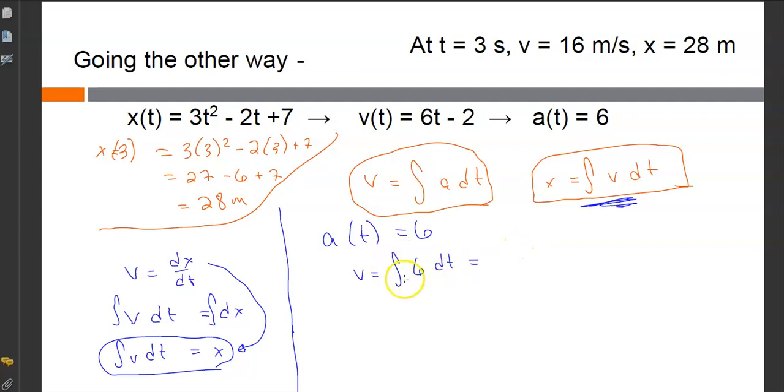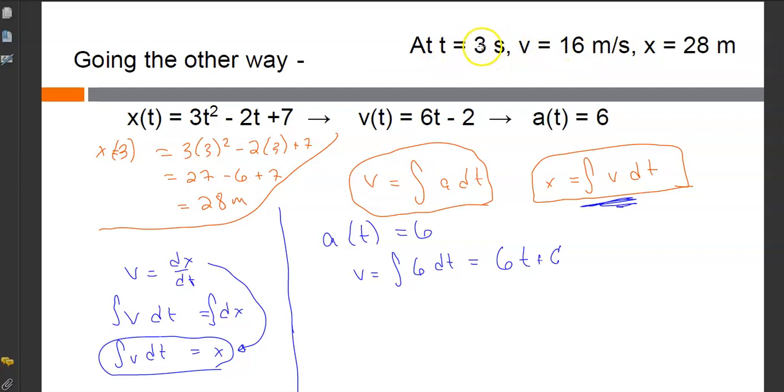I could pull it out front, and I'm integrating dt. So I just get 6t. But you know that I'm supposed to add a constant of integration right there. So that would look like this. All right? And I could get back. That's not quite 6t minus 2, but I do have 6t plus or minus something, right? And so I'm getting in the right ballpark. And what I've got to do is take some kind of initial condition up here at the top.